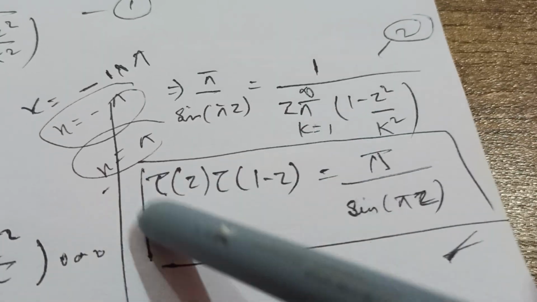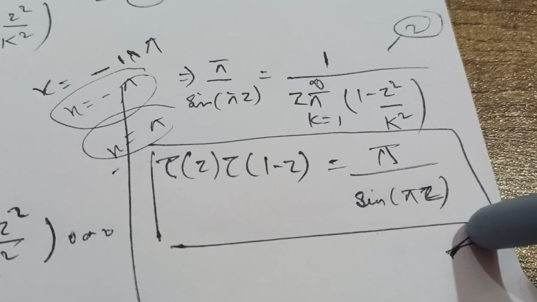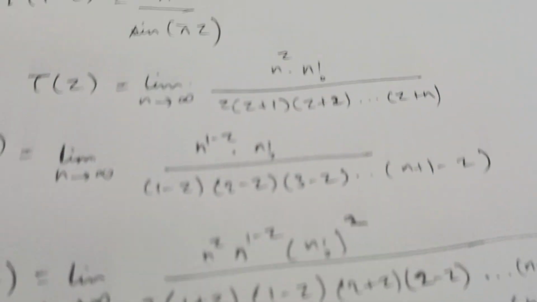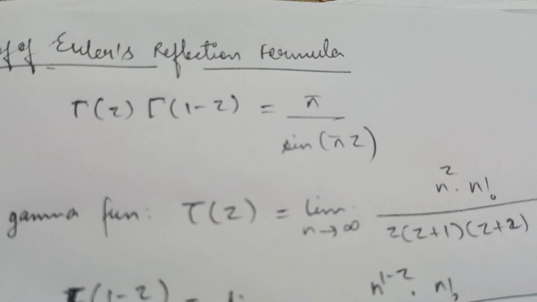So this is the equation that we get, and this is what we were trying to prove, because this is the Euler's reflection formula. Yeah, you can see it here. We have proved it. Congratulations.